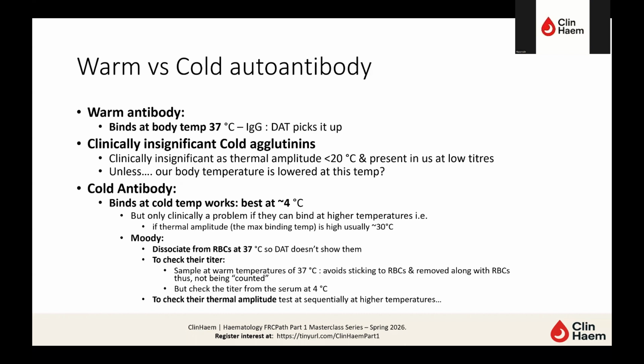You have to do the same thing with patient serum, but now, of course, you're going to check that at different temperatures. So start, say, at 4, they will cause strong agglutination, then 20, and then they cause agglutination at 30, and if they're pathogenic, they will still cause agglutination. If they're not pathogenic, they won't cause agglutination at 30 or whatever. That's how you check the thermal amplitude as well.